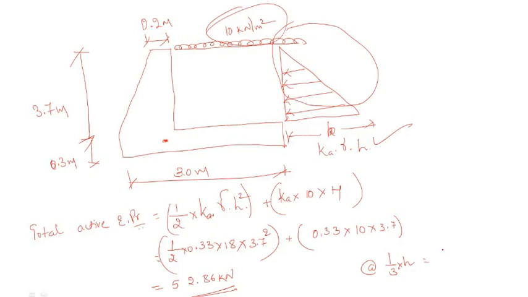Therefore, height how much we have? We have 3.7 divided by 3, which is equal to 1.23. So here we have got the distance, and here we have got the load. Therefore, force into perpendicular distance, what we will get? We will get the moment. Therefore, factored moment first.